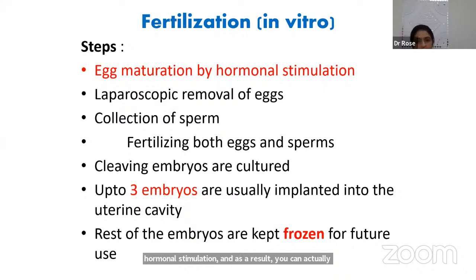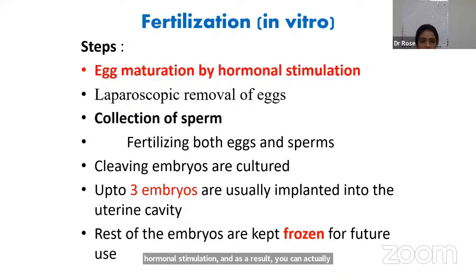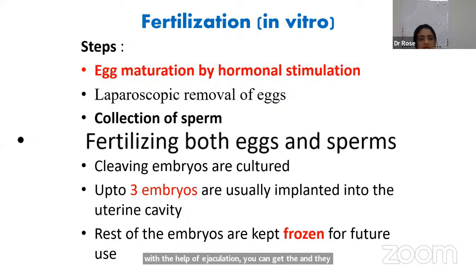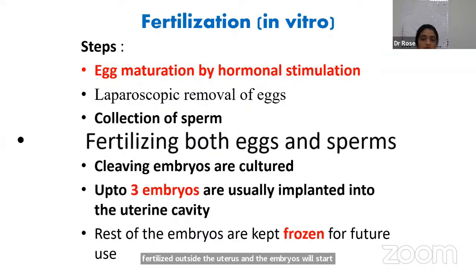And with the help of ejaculation, you can get the sperms, and they are both fertilized outside the uterus. And the embryos will start cleaving and they are cultured, and up to 3 embryos are usually implanted into the uterine cavity, because we are not sure whether all the 3 will be maturing or not. So roughly 3 embryos are usually implanted, and we hope one to become a mature fetus. And the rest of the embryos are kept frozen for future use.